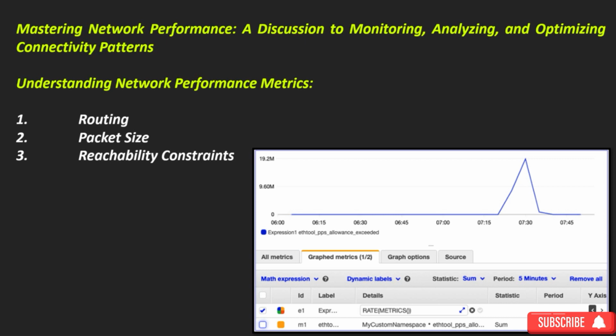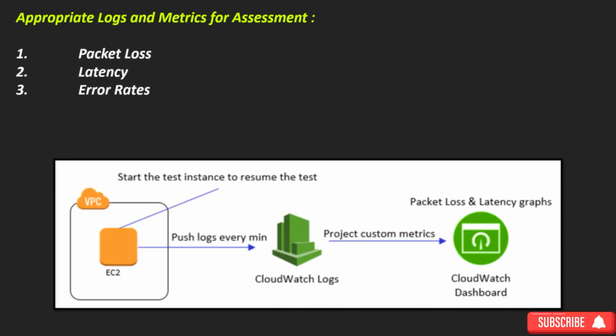Assessing reachability constraints involves evaluating the ability of data to reach its intended destination. This includes analyzing the network topology and ensuring that all the devices are reachable within acceptable parameters. Understand? So, what are the appropriate logs and metrics for assessment? To gain insights into network performance and reachability, it's very crucial to leverage relevant logs and metrics.